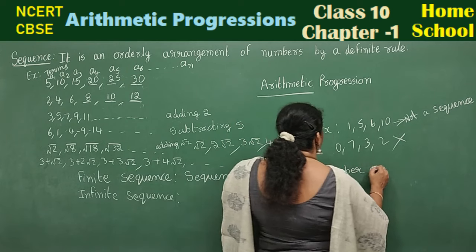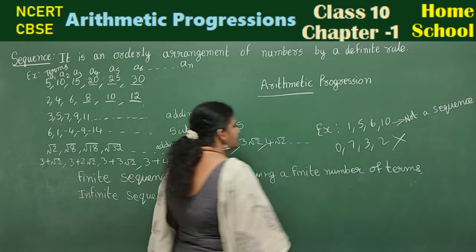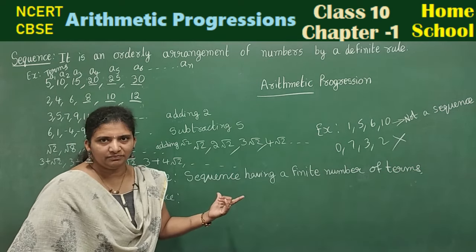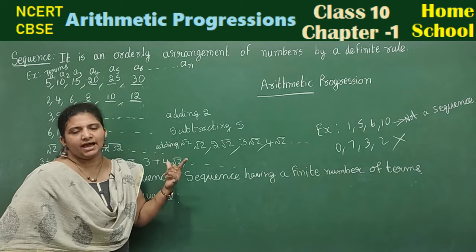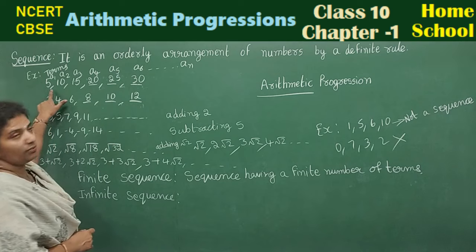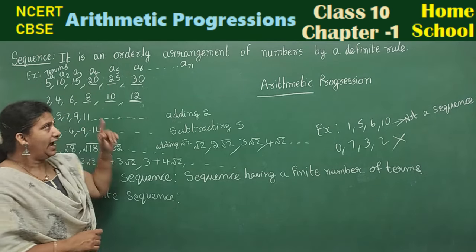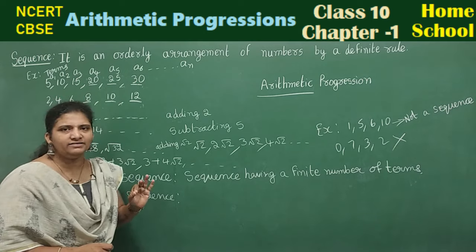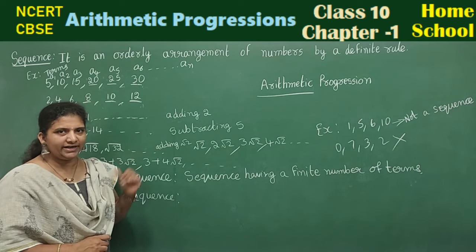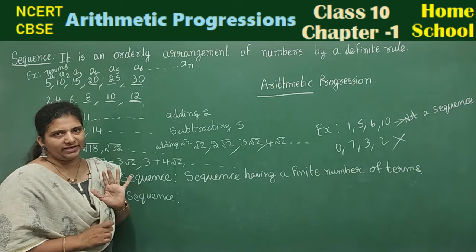Having a finite number of terms. That means finite, countable. I can count and say how many terms are there in the sequence. So let's start counting: 1, 2, 3, 4, 5, 6. In the sequence, there are 6 terms. Okay, it is a finite sequence and there is an end for the sequence.